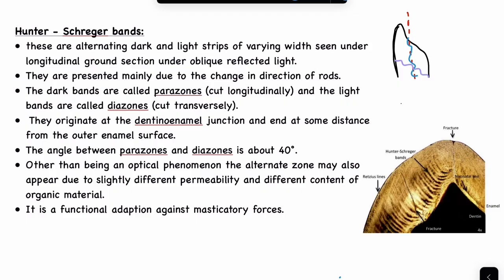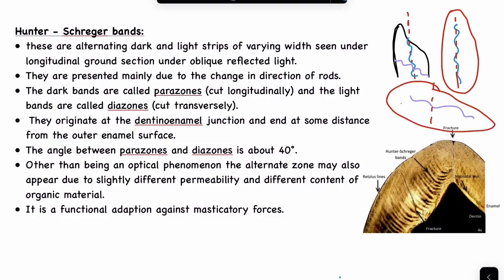All right, so what would happen when I cut this tooth, right, is that of these two enamel rods, one was cut like this over here. This is cut longitudinally. Okay, and then there was this enamel rod, and this was cut transversely. You see the difference between transverse and longitudinal. So this was cut longitudinally, sorry, and this was cut transversely. So the rods which are cut longitudinally are called parazones. Notice over here, they are called parazones.